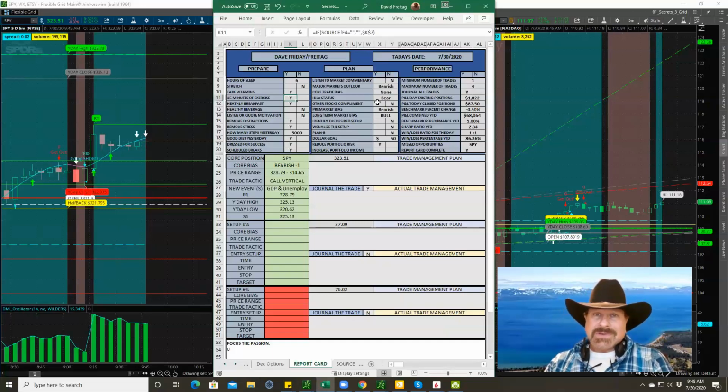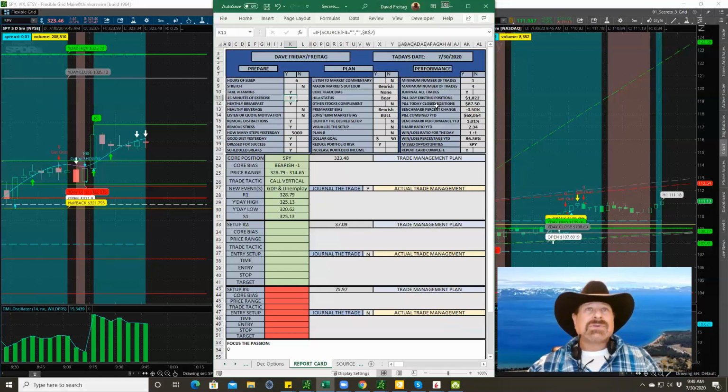Now you're going to see there's a lot of things on this report card that don't have anything necessarily to do with trading, but have everything to do with being ready and prepared to make good decisions and have a successful day. So let's get to it.